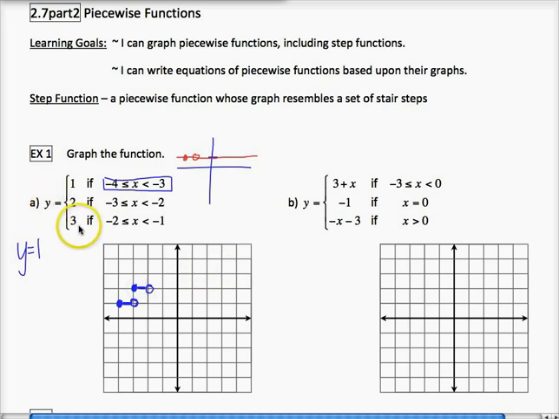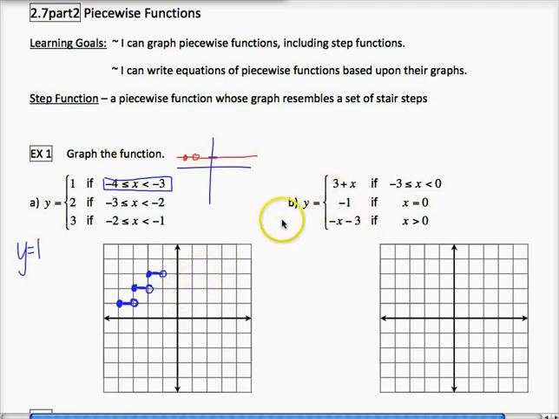Last one, y equals 3. So again, one step up, still a horizontal line, closed circle where x is -2, open circle where x is -1 with the shading between. So you can see why it's called a step function. It does look like a little set of stair steps, in this case going up.